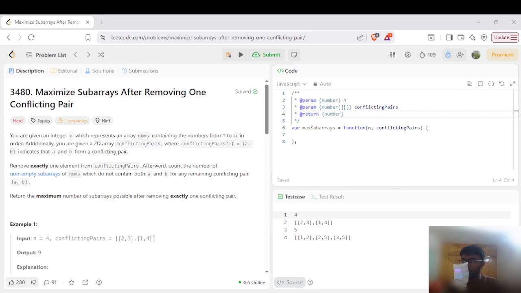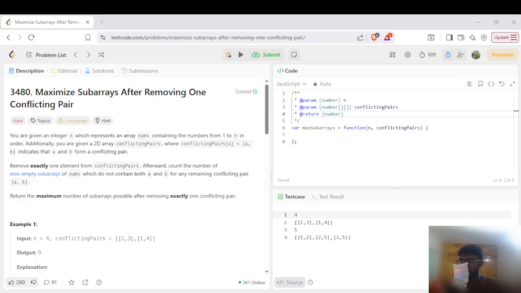Hello everyone, we are going to be solving the daily LeetCode problem given on 26th July 2025, that was Saturday. 3480, Maximize Subarrays After Removing One Conflicting Pair.